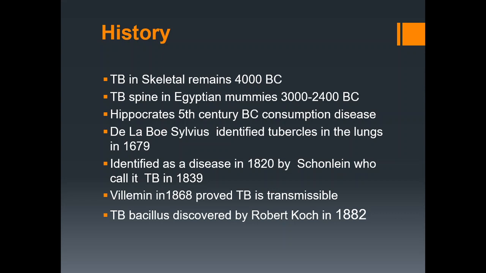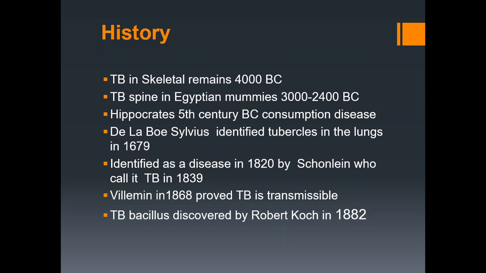Hippocrates, in the 5th century before Christ, described a disease which looks like tuberculosis, and he called it consumption disease. That disease was slowly progressive, leading to emaciation and death of the person. So the disease consumed the patient. In the 17th century, the Belgian pathologist Sylvius identified tubercles in the lung pathologically. Also, Schönlein in 1820 identified it as a disease and called it tuberculosis in 1839.